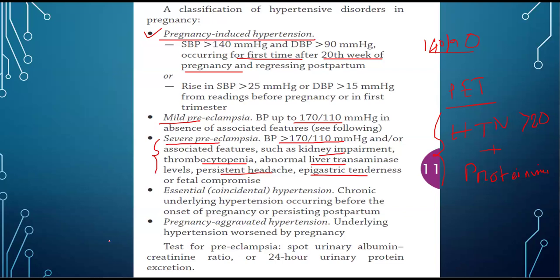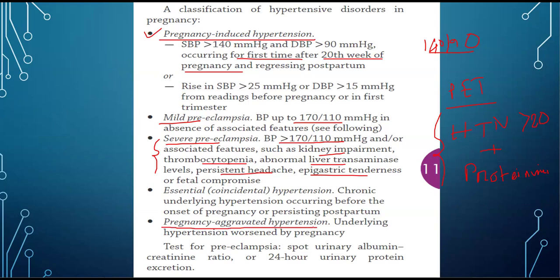What about if a patient was hypertensive before getting pregnant? That time you don't use the term pregnancy-induced hypertension. We can only use the term pregnancy-induced hypertension if a patient has hypertension for the first time after 20 weeks of pregnancy. Let's say someone had mild hypertension, and then when they got pregnant, their blood pressure became much higher. This time you will call it pregnancy-aggravated hypertension.